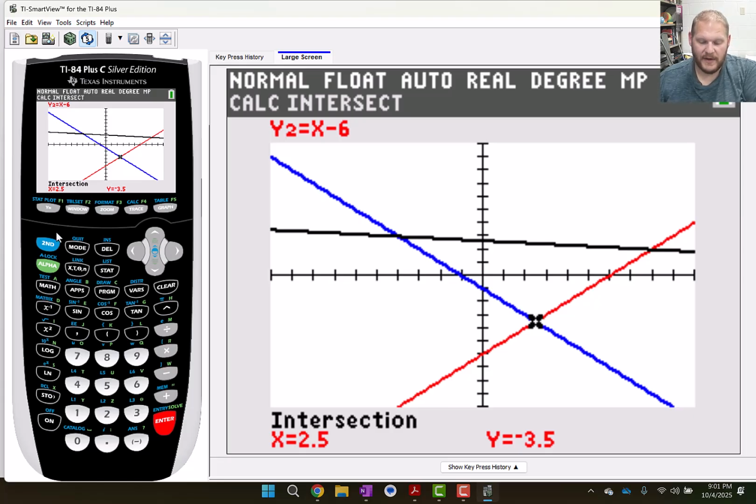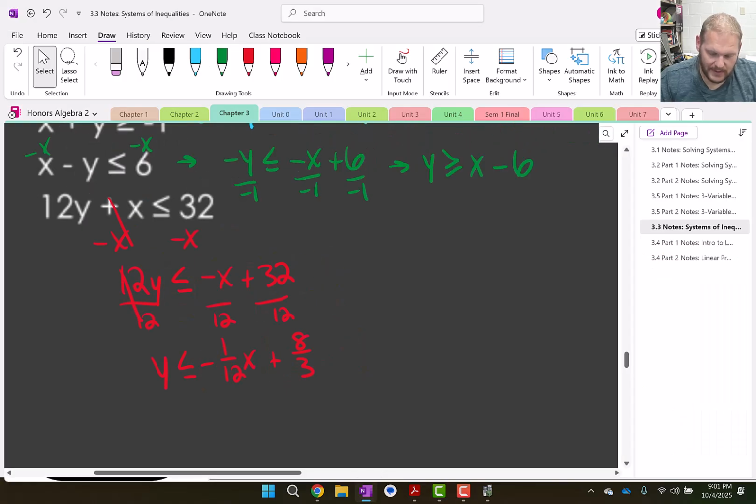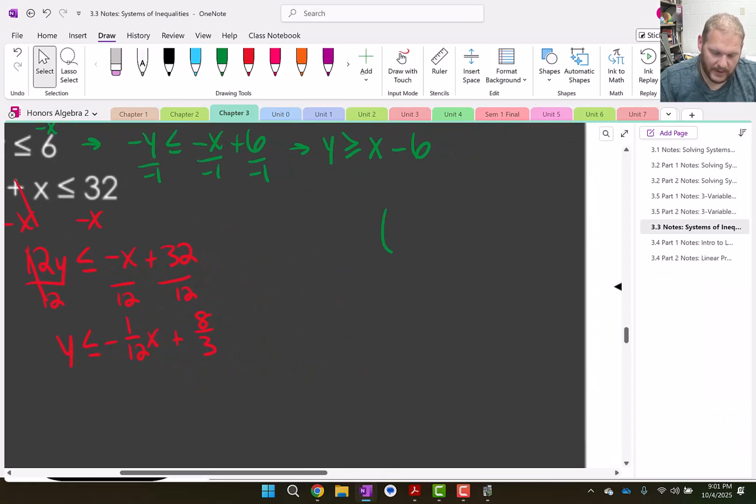In fact, I'll even go back over here now just to write that down to make sure I don't forget. One of my intersections was 2.5 comma negative 3.5, right? That is one of our vertices. And now I can head back over to my calculator.